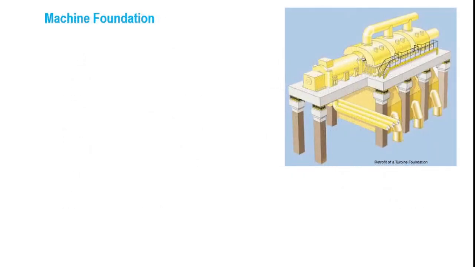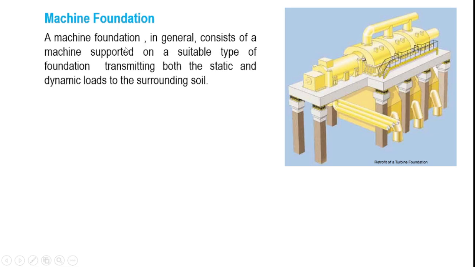Now let me take you to the basic definition of a machine foundation. As you can see, machine foundation consists of two terms. One is a machine and the other one is a foundation, and that constitutes its definition. A machine foundation consists of a machine that is supported on a suitable type of foundation, transmitting both the static and dynamic loads to the surrounding soil. So you can see from this definition what makes a machine foundation unique. It needs to transmit the dynamic loads also, in addition to the static load, to the surrounding soil.